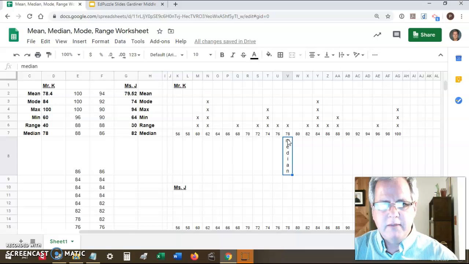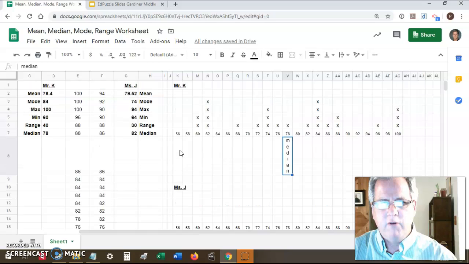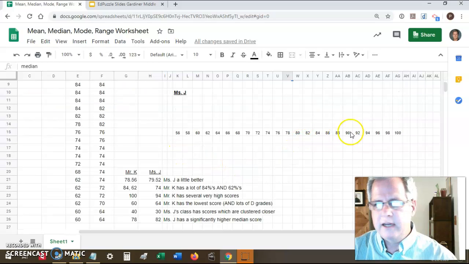I can do the same thing with Ms. J's numbers. She had a 94, a 92, a 90, and a 90. So interesting. Both of them had 4 students who scored in the A range, but Mr. K's scored higher.